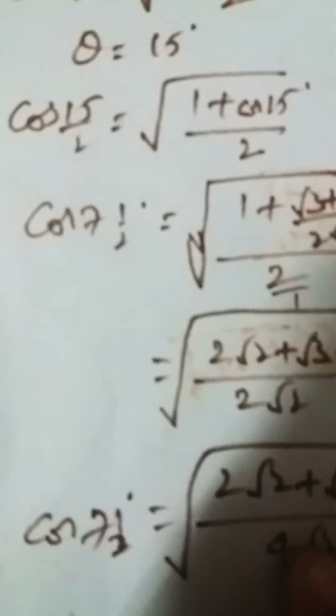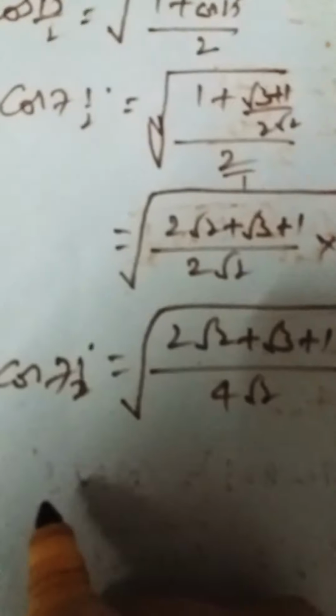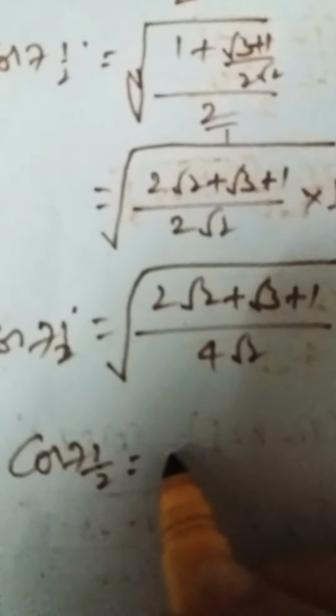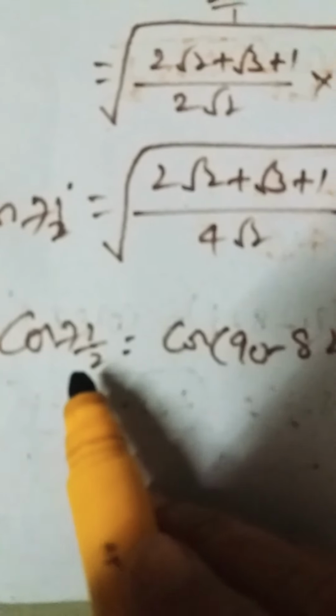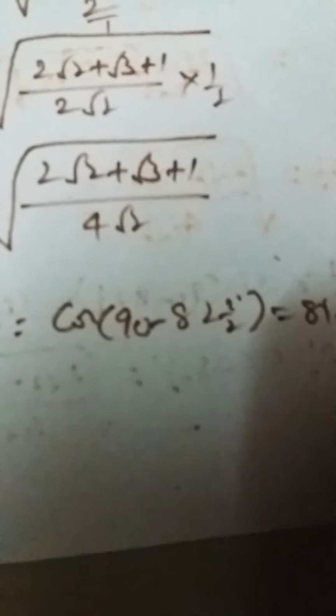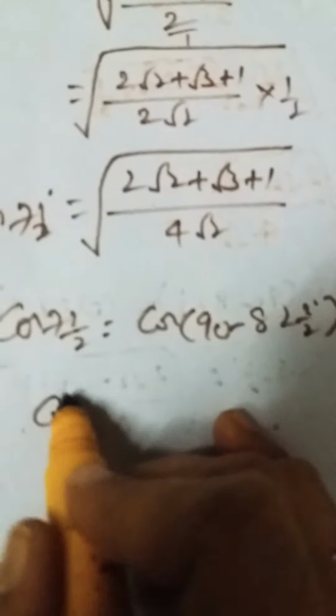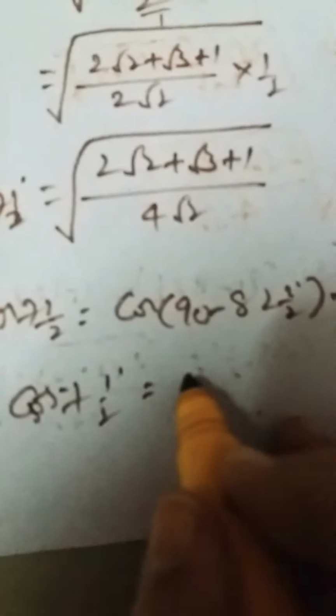So what is the complement of 7.5 degrees? The complement of 7.5 degrees is 82.5 degrees. So cos 7.5 degrees can be written as cos of (90 minus 82.5) degrees, and 90 minus 82.5 is nothing but 7.5 only. It is in the form of cos(90 minus theta), that is sin theta, that is sin 82.5 degrees. So the value of cos 7.5 degrees is equal to sin 82.5 degrees, whose value is square root of (2 root 2 plus root 3 plus 1) divided by 4 root 2.